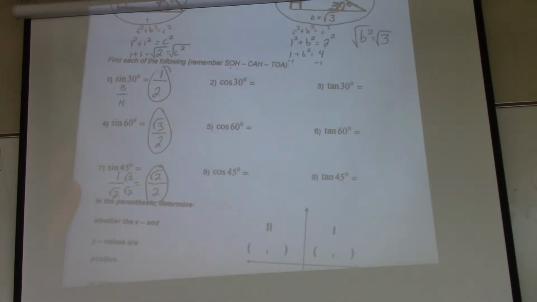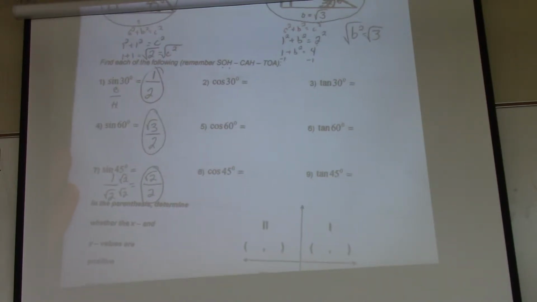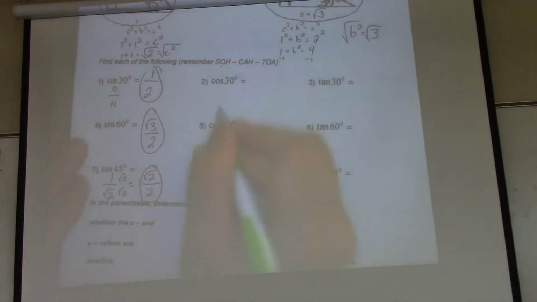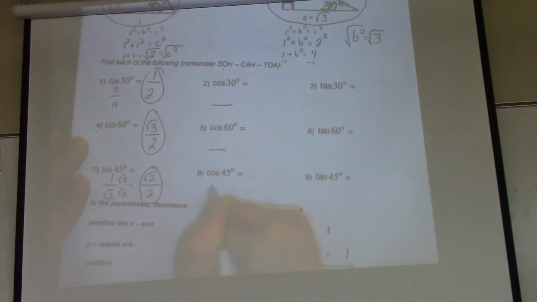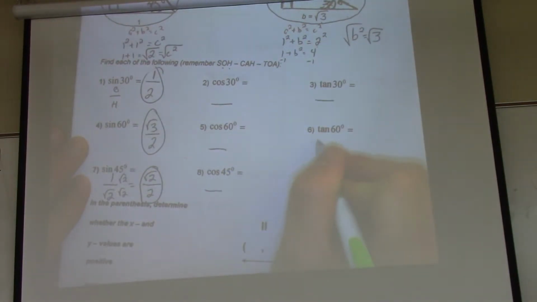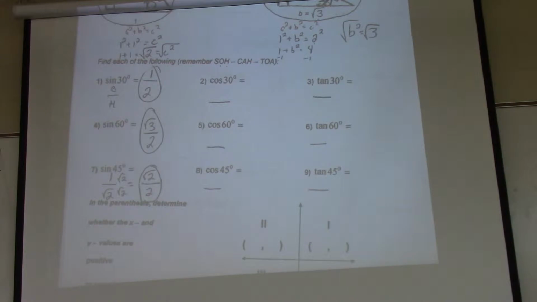How about you guys try the rest? It's going to take a few minutes, okay? But again, maybe start with a fraction bar for all of these, because you're talking about opposite over hypotenuse, adjacent over hypotenuse, or opposite over adjacent. And then reduce them if you can. By that I mean don't have a radical in the denominator. You can have it on top, you can't have it on bottom. Go ahead and try those.